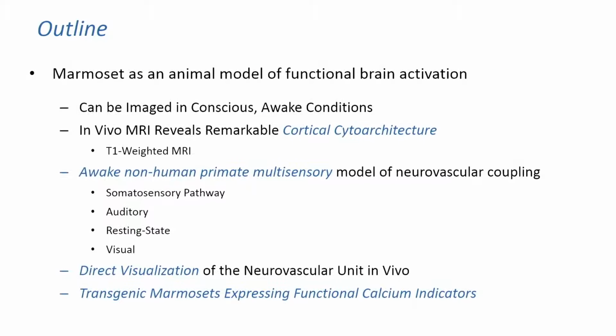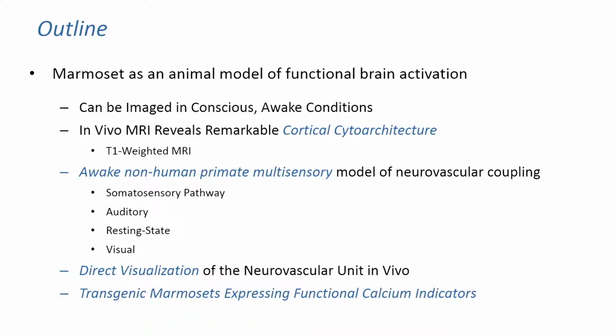All right, so the outline of my talk is I'm going to show you that the marmoset is an animal model of functional brain activation using MRI. It can be imaged in conscious awake conditions, very much like we study humans using MRI. And we're going to talk about some anatomical work we've been doing that has shown remarkable cortical architecture using T1-weighted MRI. And then go into the functional MRI side of things to study the brain and any of the sensory systems that activate so well with the marmosets.